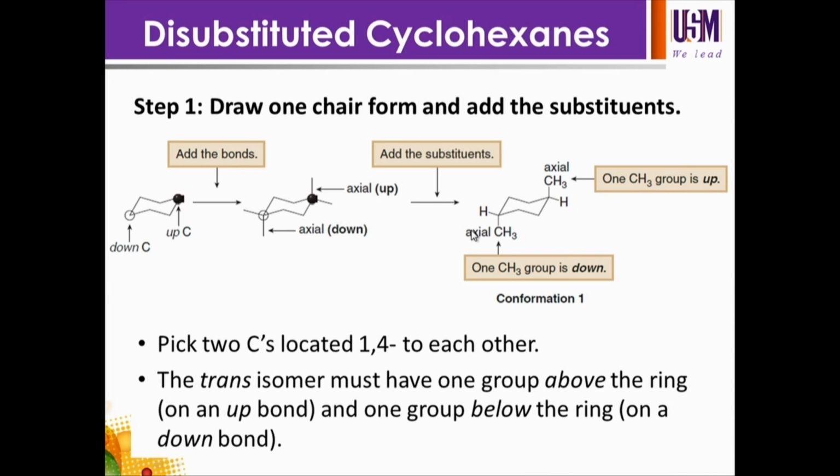In this example we place the substituents in the axial position, but it is still trans because one of the methyl groups is facing up and one is facing down. So now we have 2 groups in axial position. This is called diaxial.